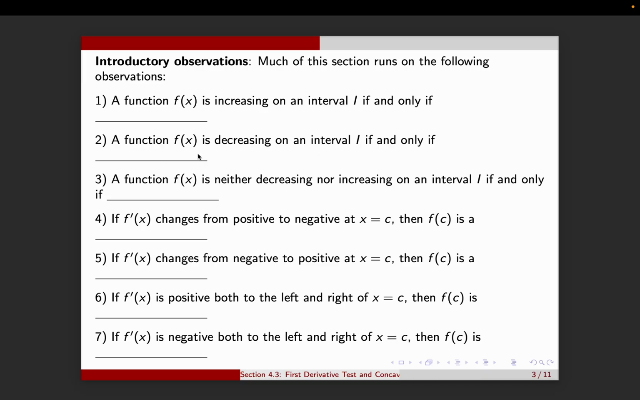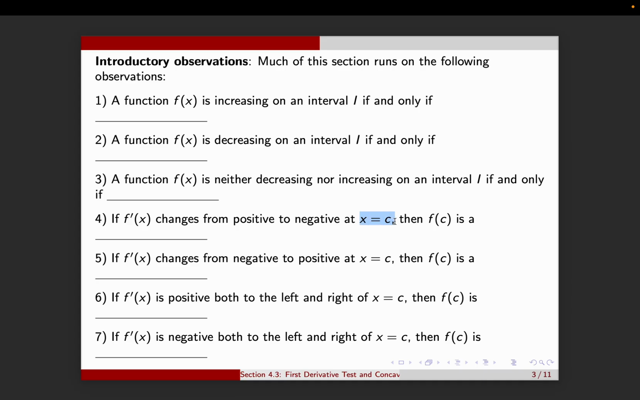Okay, so your function doesn't have to go up or down, right? The function could be flat. And so you are sort of flat and unchanging on an interval if and only if what you could put here is f prime of x equals 0. So whether the derivative is positive, negative, or 0 tells you what the function is doing, whether it's going up, down, or neither.